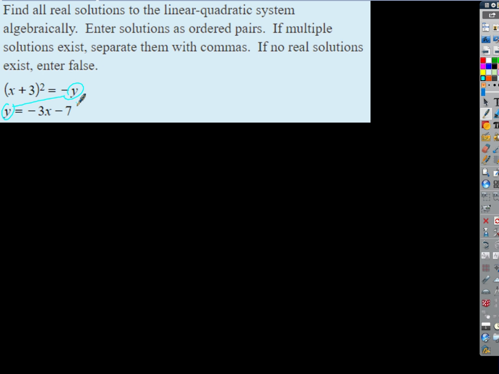So I'm going to solve for y. It's already done, right? Look right here. There's my substitution equation. I already know what y is. So then all I have to do is take this top equation and plug y in. So I get x plus 3 squared equals negative y. But what's y?